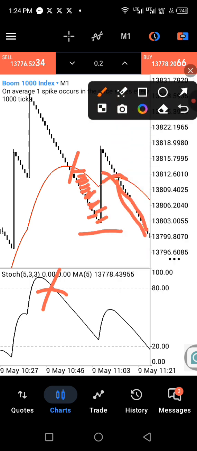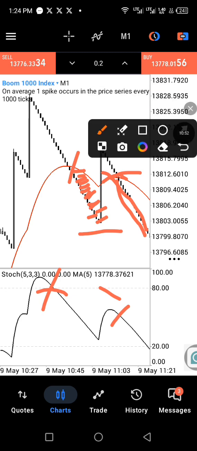If you're trying to buy after this crossover here, if you look here, it did not get to level 80, so it's not an A plus setup. You have to wait for all the confirmations to meet before you scalp and try to get 10 candles. All right.